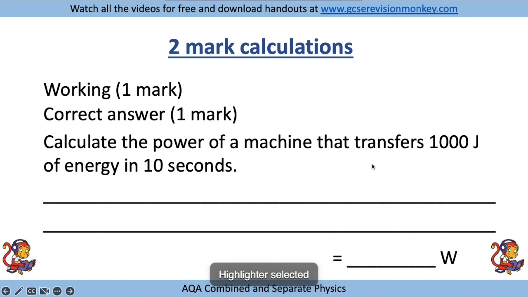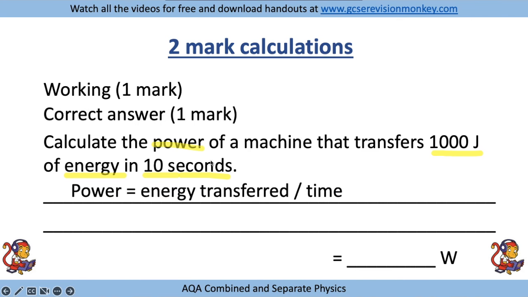So you can use a highlighter in the exam to highlight the question. It says calculate the power of a machine that transfers 1000 joules of energy in 10 seconds. And you've already written down your equation, but if not, you know you're looking for the one with power, energy, and time. So you need to write down the equation that you're using, power equals energy transferred over time. Put the numbers into the equation, so power is equal to 1000 divided by 10, and then write your answer on the answer line.